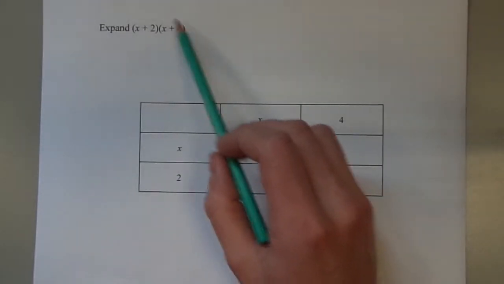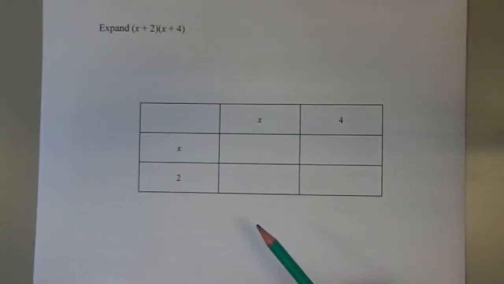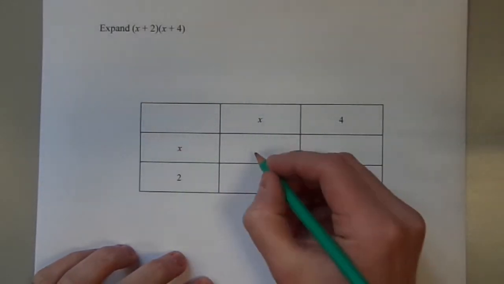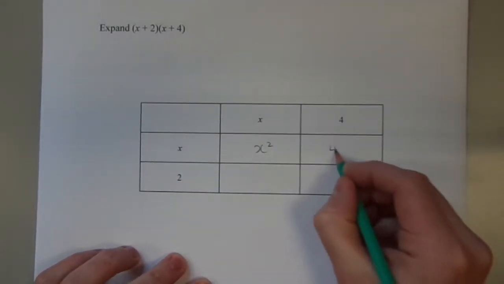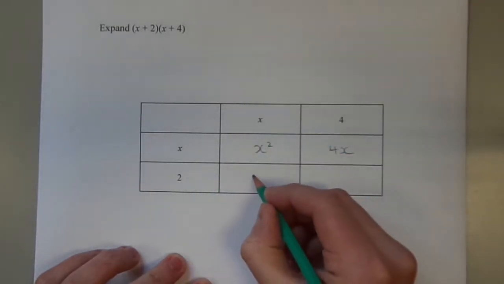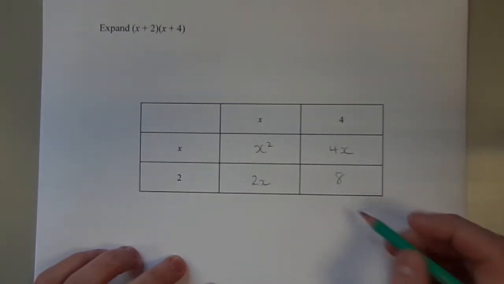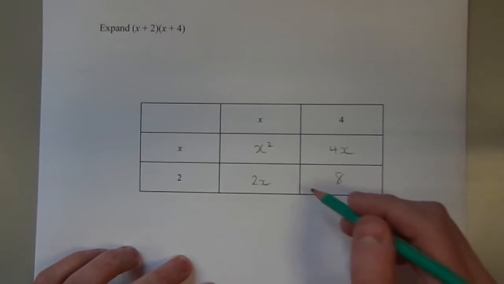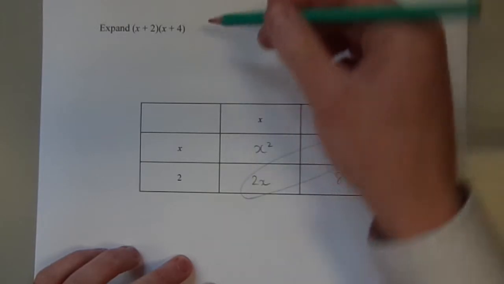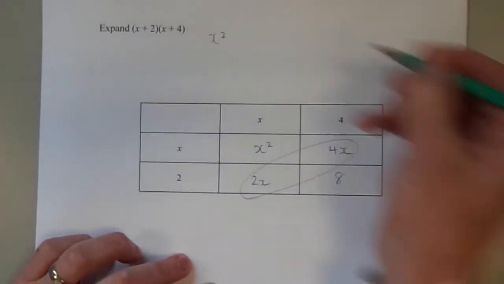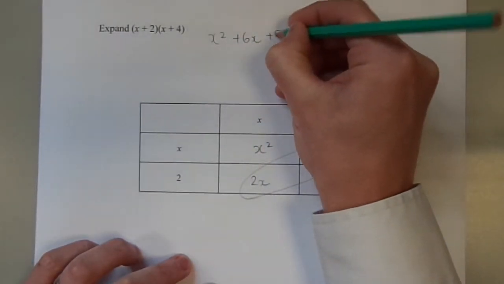So the process of expanding this bracket, again, we've got to multiply everything in this bracket by everything in this bracket, and we can use the grid in order to do that. The x times by the x is x squared. The 4 times by the x is 4x. 2 times by x is 2x, and 2 times by 4 is 8. In order to get the final answer, we have to add together all of these four things, but the only things we can actually add together are these two here. So when we expand this bracket, we get x squared. The 4x and the 2x will collect together to give 6x, and then we've also got the 8.